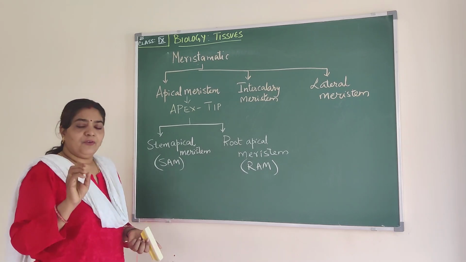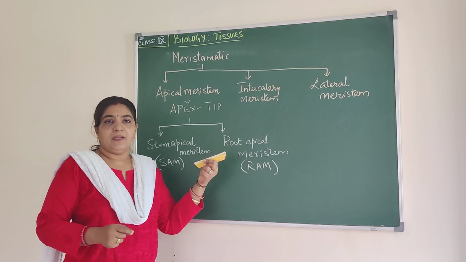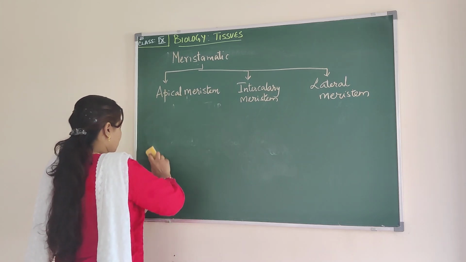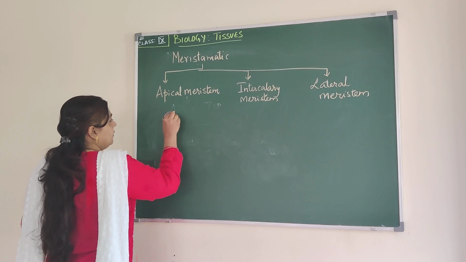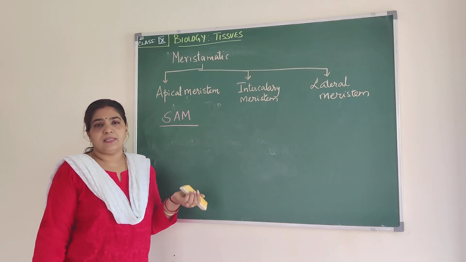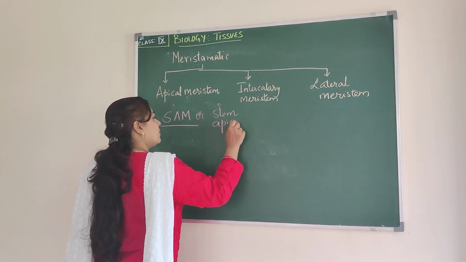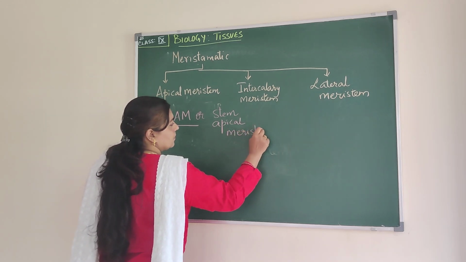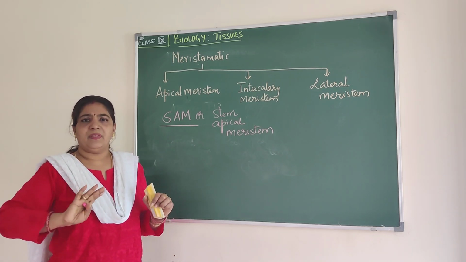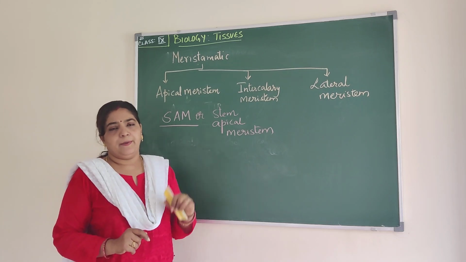So now you understood where you find the stem apical meristem. Of course, it will be present at the tip of the stem, and root apical meristem will be present at the root tip. So let us see the function of these SAM and RAM. First, what is the function of SAM? It is shoot apical meristem or stem apical meristem. As the name itself suggests, it is present at the shoot tip, the aerial parts which are present above the ground level.